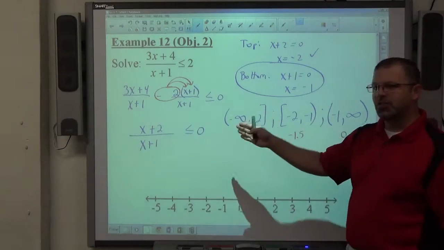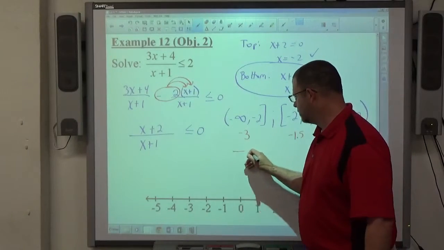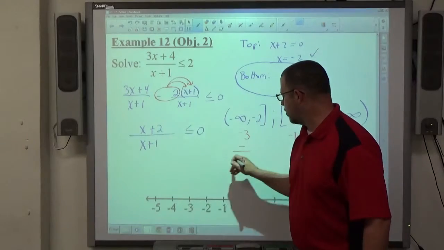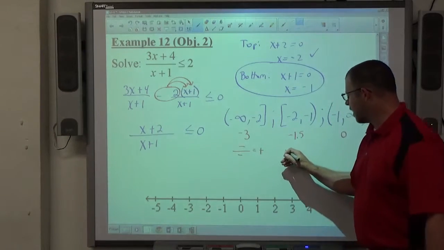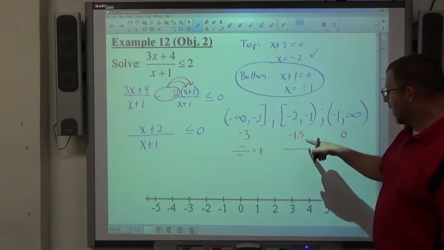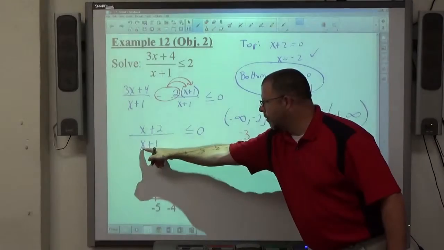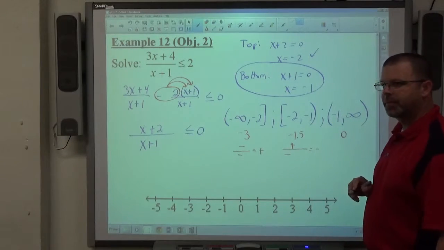Once again, looking at the structure, it's just something over something, so it's a fraction. So if I put negative 3 in, I'm going to get negative 1 on top and negative 2 on the bottom. Two negatives make a positive. For the second one, negative 1.5 plus 2 is positive 0.5. Negative 1.5 plus 1 is negative 0.5. Divide, you get a negative.